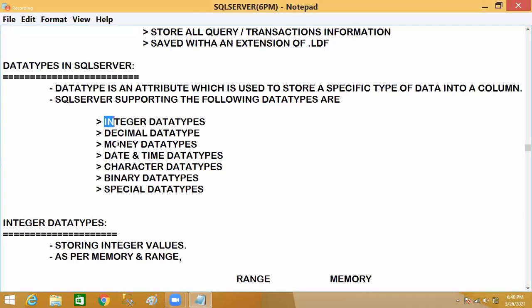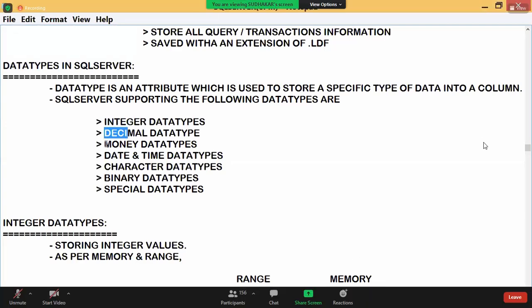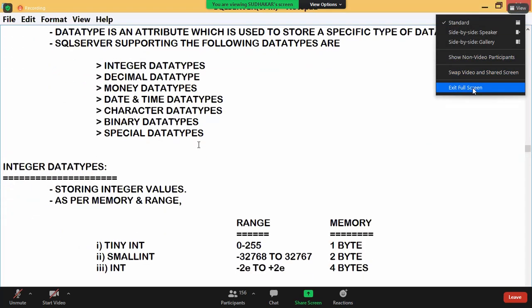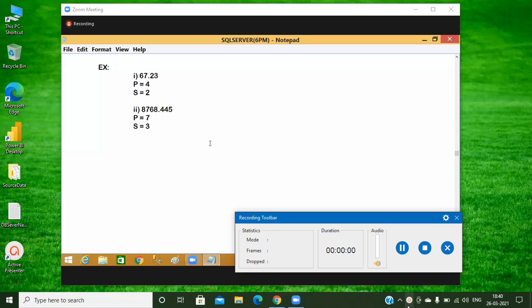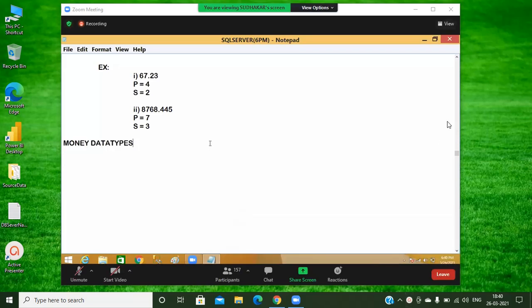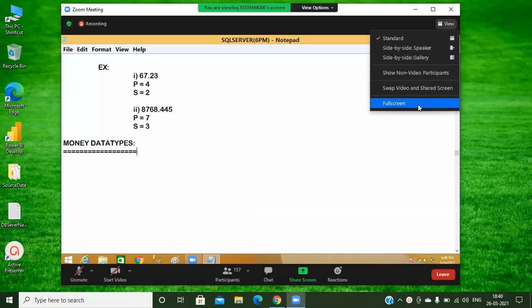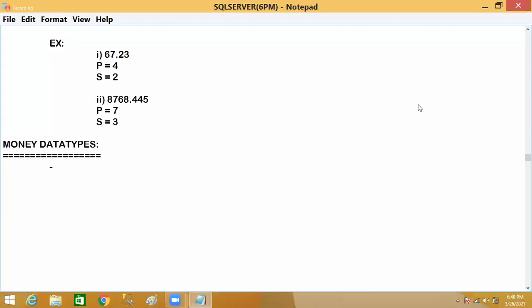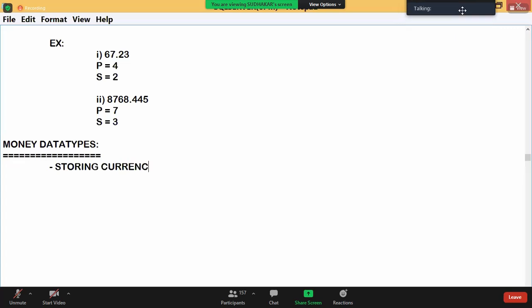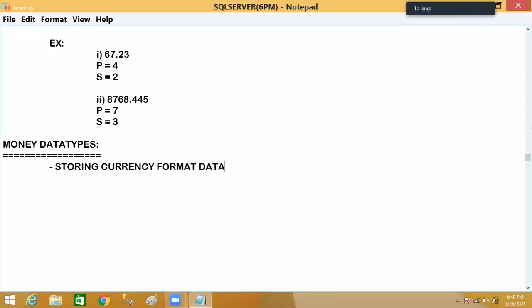and decimal data types we discussed, guys. And the next one we call money data types. So now, money data types, how are they used? These data types are storing currency format data. And again, these are two types, guys.